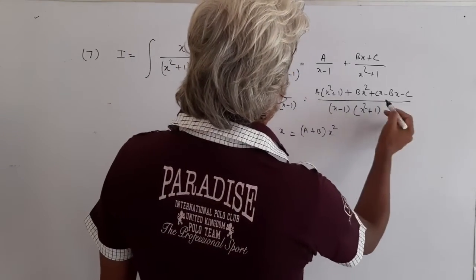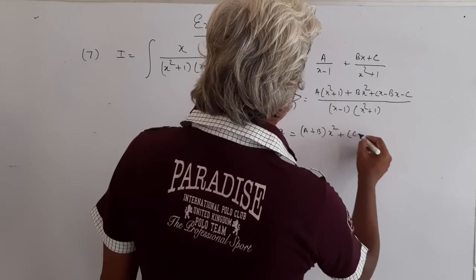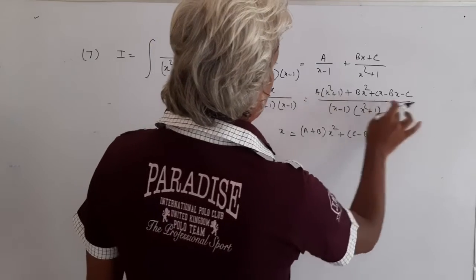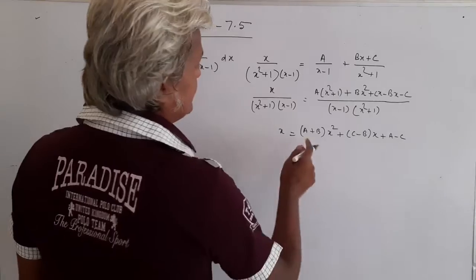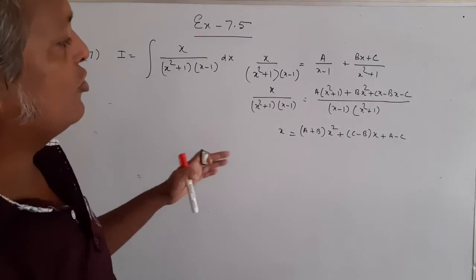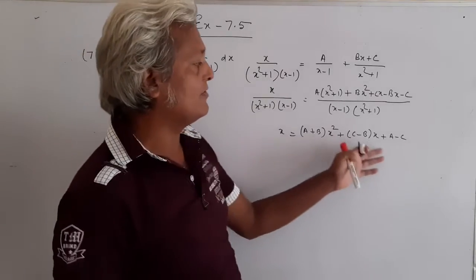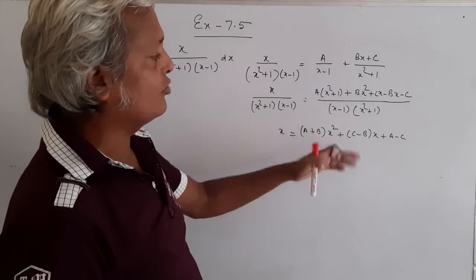Then here you have cx minus dx plus (c minus b) times x, and then a1 and then minus c, and this becomes plus (a minus c) x. So in this case we are not going to put the values of x arbitrarily to cancel some of the coefficients and find some of them. Here what we do is compare the coefficients.